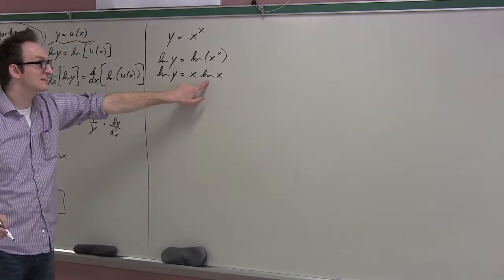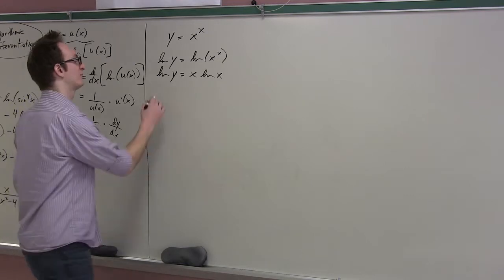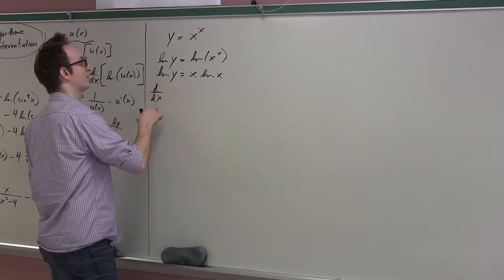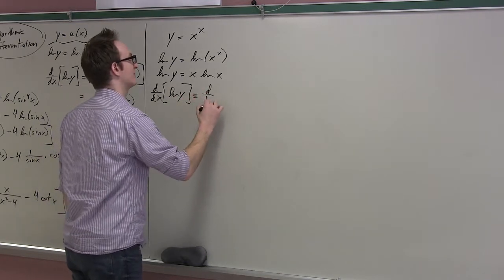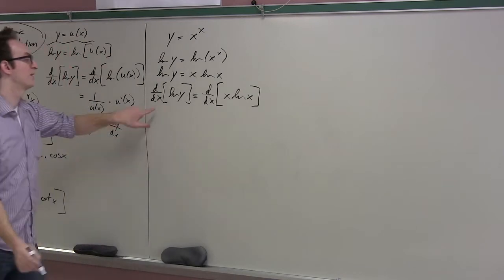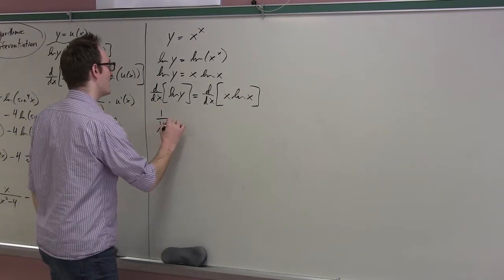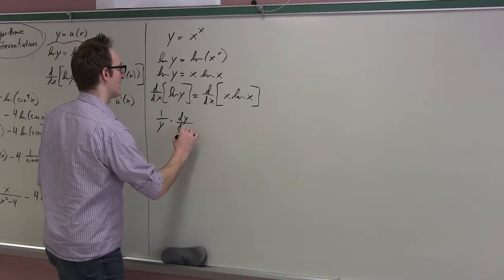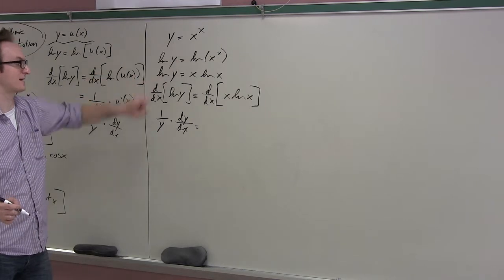And now this is something I do know how to differentiate. Now I take the derivative of both sides. So the derivative with respect to x of ln y, and I take the derivative with respect to x of x ln x. The derivative with respect to x of ln y is 1 over y, back inside, dy dx, which was, after all, the thing that I wanted to begin with, was dy dx.